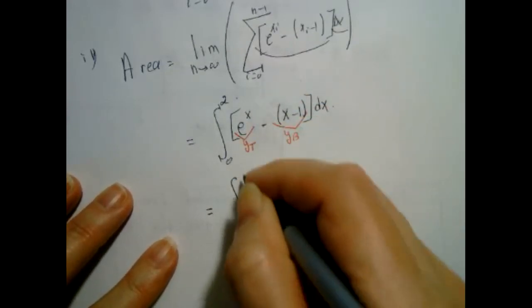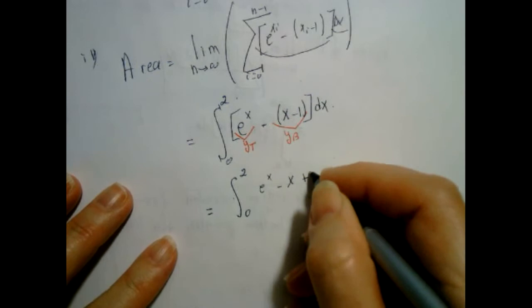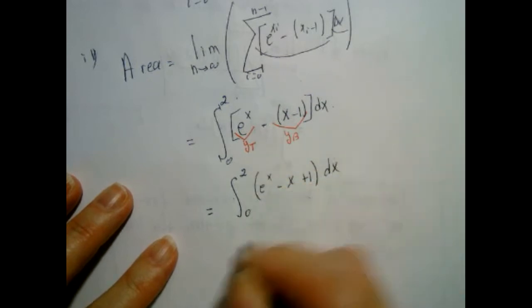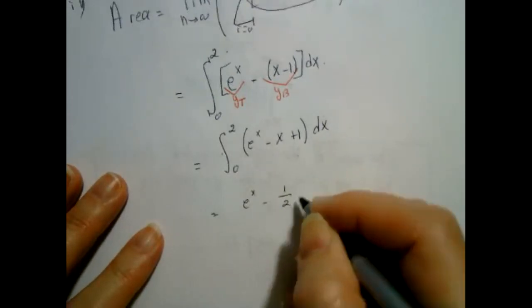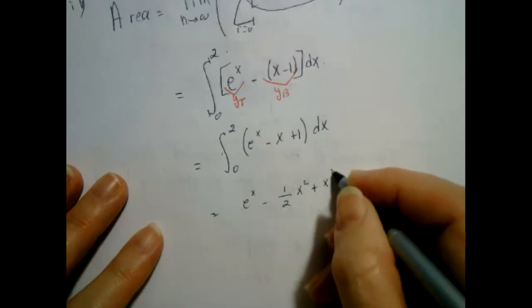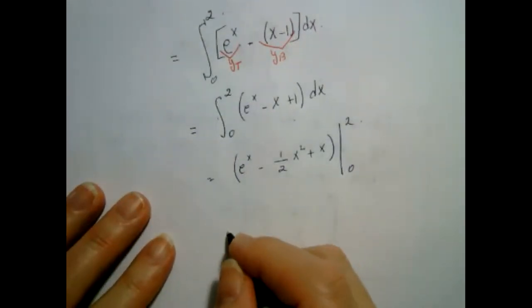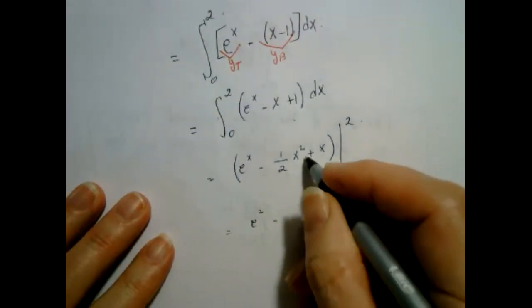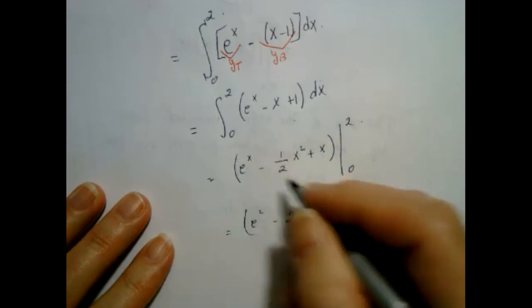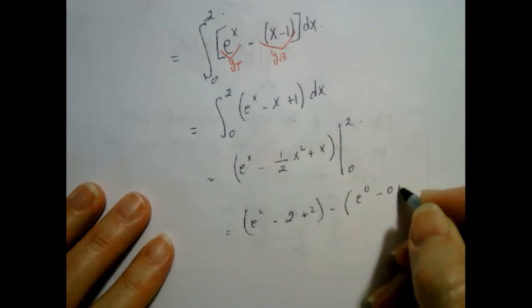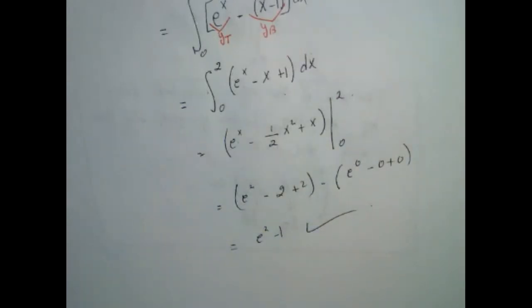This is the integral from 0 to 2. First, I need to simplify inside: e^x minus x plus 1 dx. So it's equal to e^x minus a half x squared plus x evaluated between 0 and 2. And this is going to give me e squared minus 2 plus 2 minus, at the lower limit, e to the 0 minus 0 plus 0. So it's going to give me e squared minus 1. End of the problem.